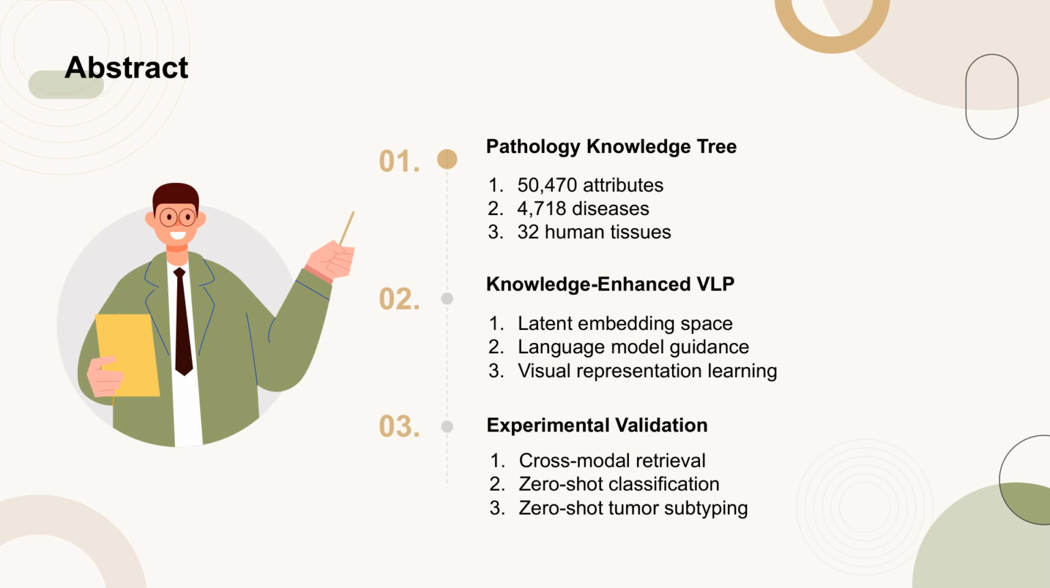They introduce a pathology knowledge tree, which is a comprehensive structured knowledge base containing 50,470 attributes for 4,718 diseases across 32 human tissues. This is the first of its kind in the field. The authors also develop a knowledge-enhanced visual language pre-training approach.